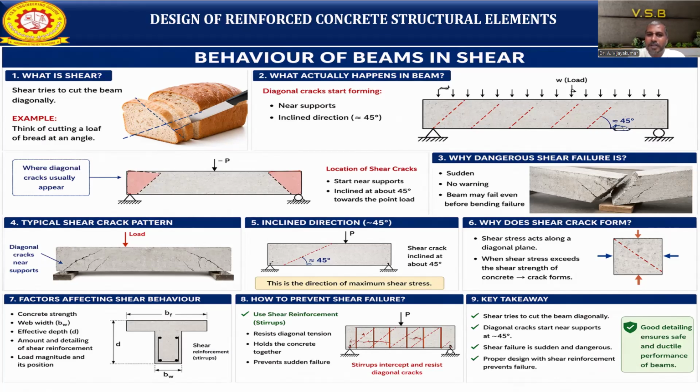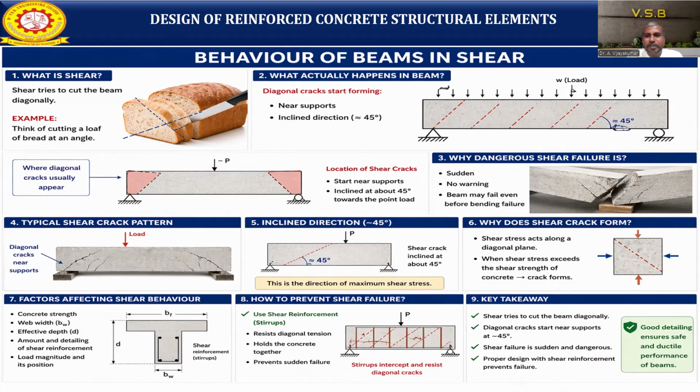Where is the location of the crack? It starts near the support and is inclined about 45 degrees towards the point where the load is going to act. Why is shear failure dangerous? It is a sudden failure and won't give any warning. It may fail even before bending failure. Comparing flexure failure and shear failure, shear failure is predominantly the more dangerous one. It is called a brittle failure. It won't give any warning: small deformation and immediately it fails. So shear failure is more dangerous.